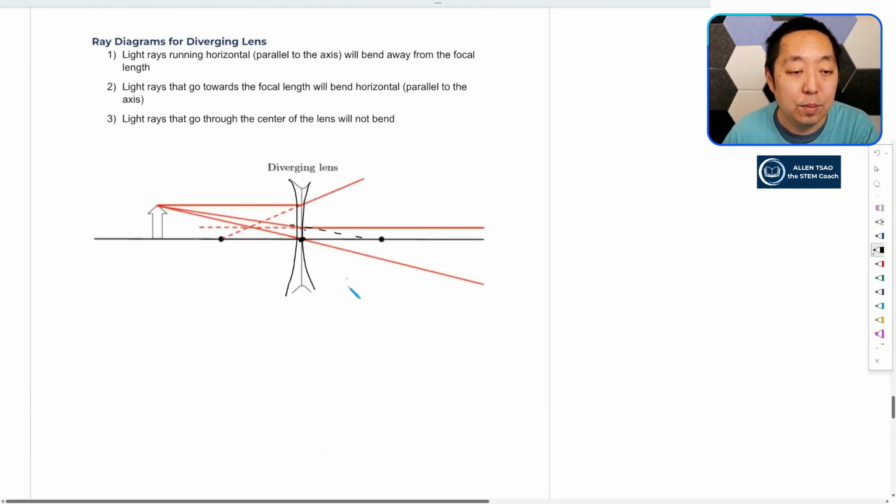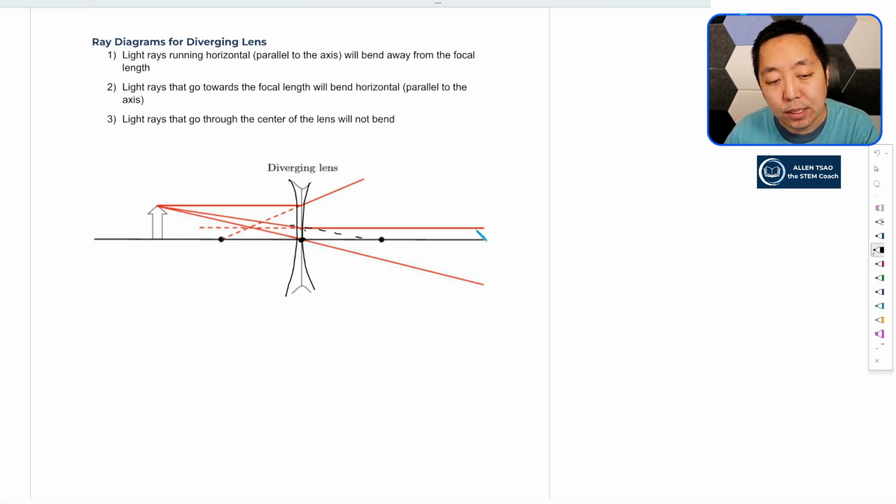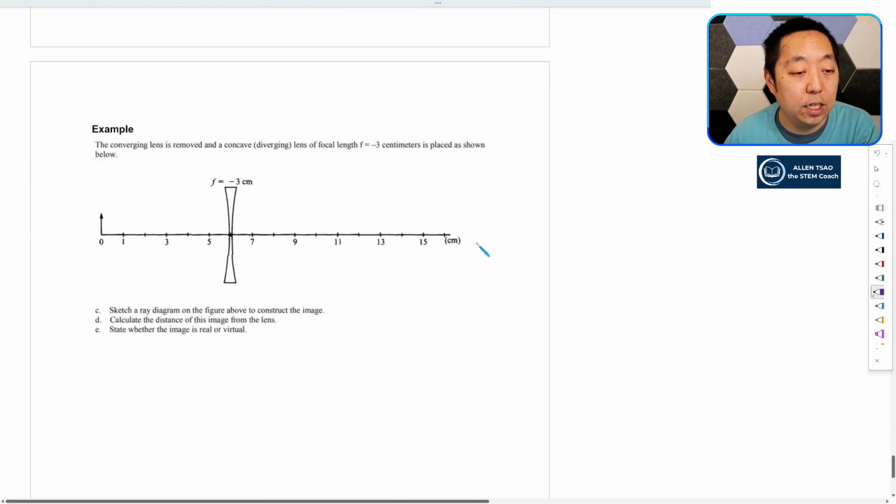That is to say, because the light rays are bending away no matter where you place the object, they're never going to meet on the right side. It's only going to appear. So in this picture that we drew, the image appears right here, where it looks like the light rays appear to come from. Okay, so let's take a look at an example here.